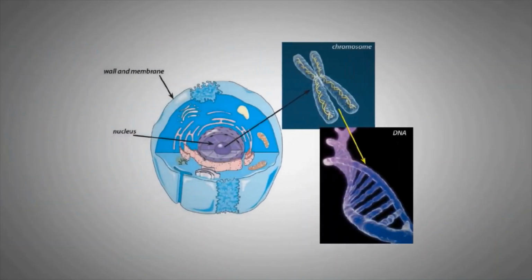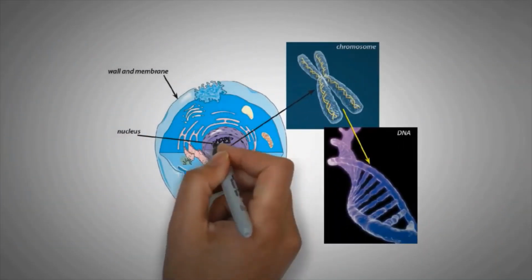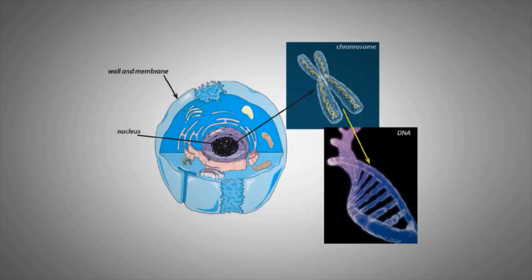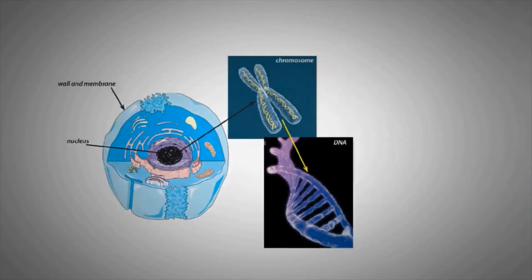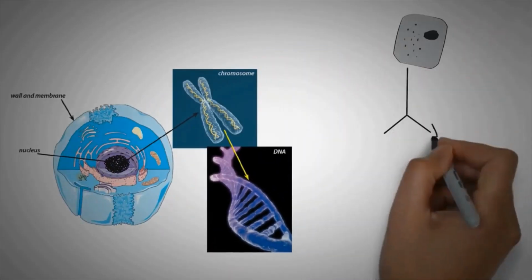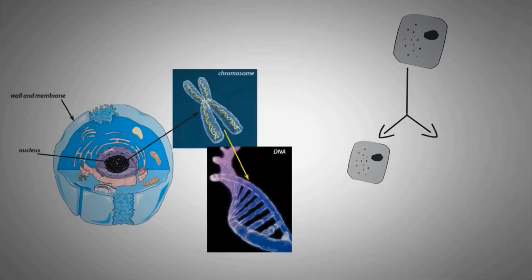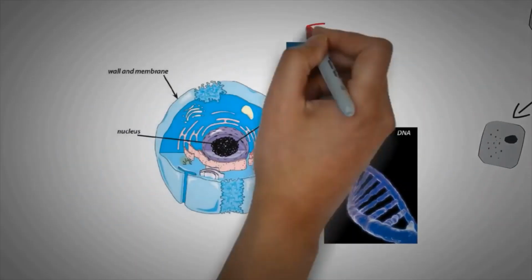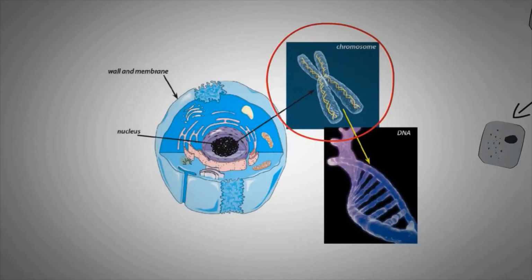Now, for most of the life cycle of the cell, the DNA is located inside the nucleus of the cell like a coiled noodle. But during the time when the cell replicates, the DNA is arranged in the form of structures which are known as chromosomes. And these chromosomes help to keep the DNA stable during the time of the cell replication.